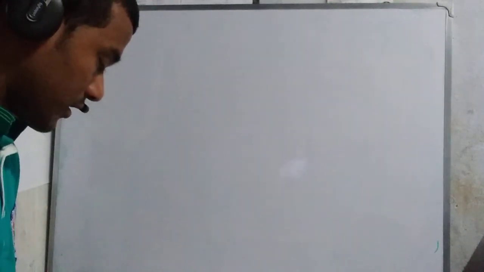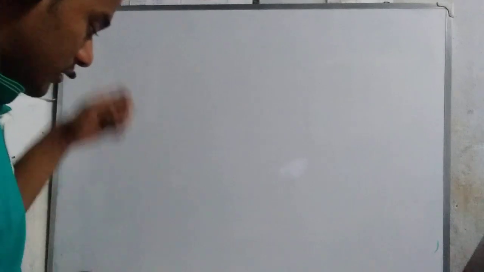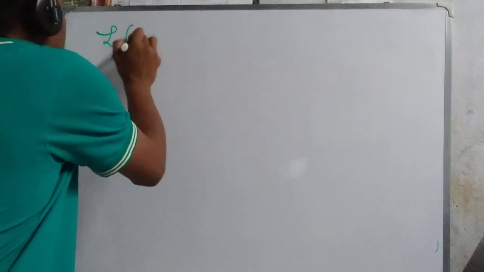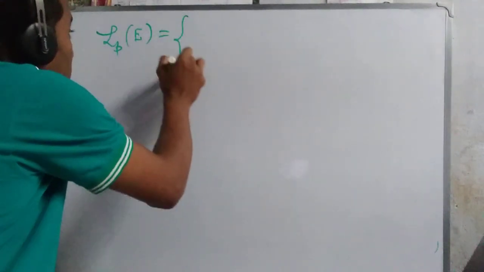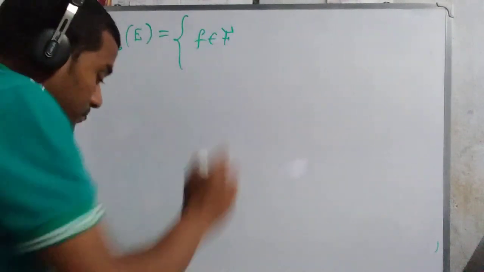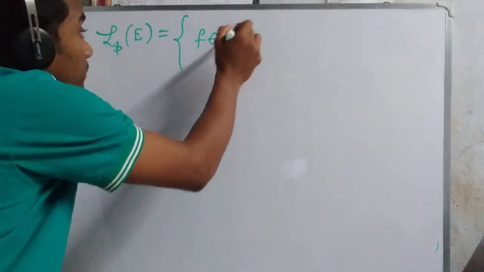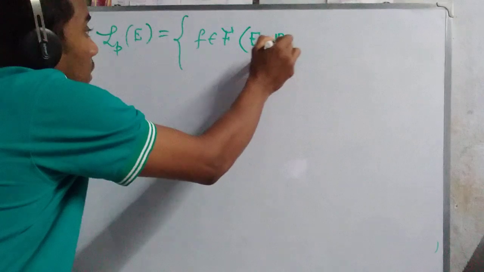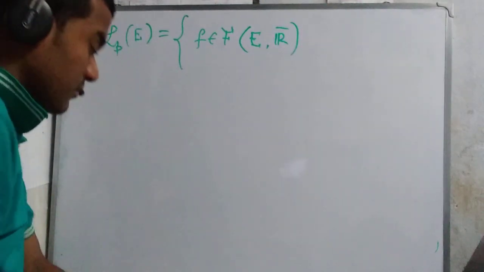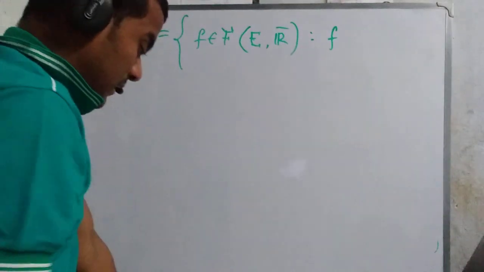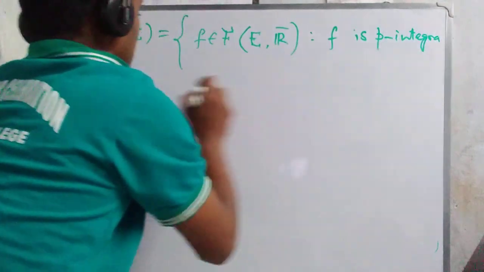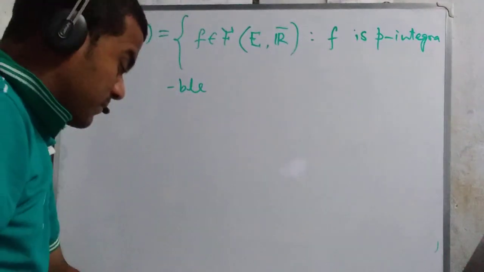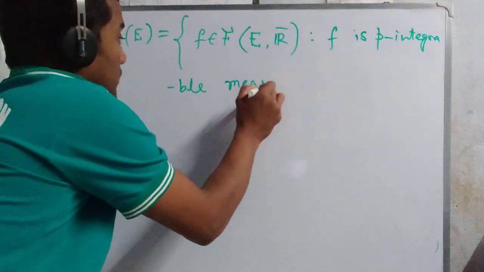Today we discuss one important topic related to measure theory, especially in L^p space. We write it here: L^p(E) equals the set of all f from E to R or C such that f is p-integrable, a p-integrable measurable function on E.